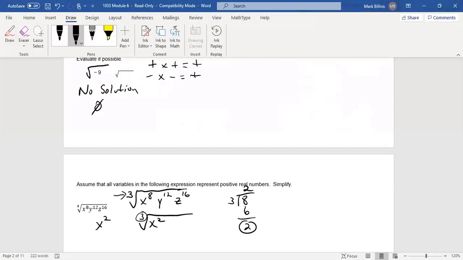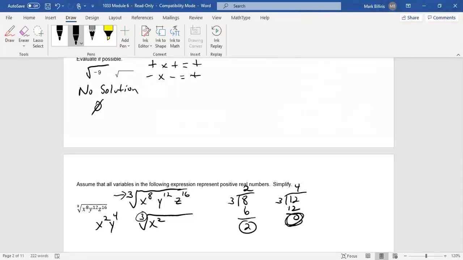So the next one, I'm going to look at my y. So I'm going to have 12, which is my exponent of y, divided by my index. So 3 goes into 12 4 times with a remainder of 0. So that means I can take out 4 factors of y and 0 remain underneath.